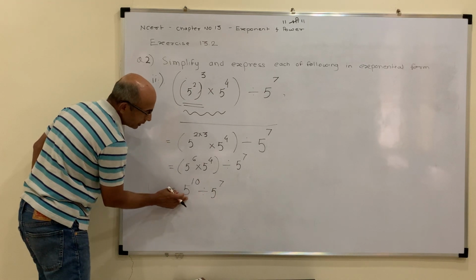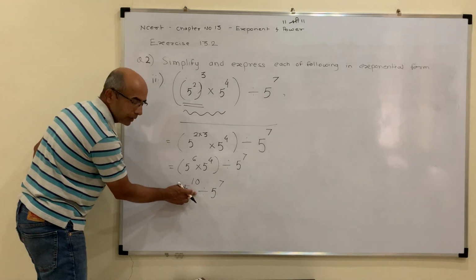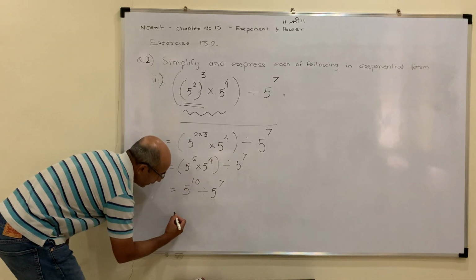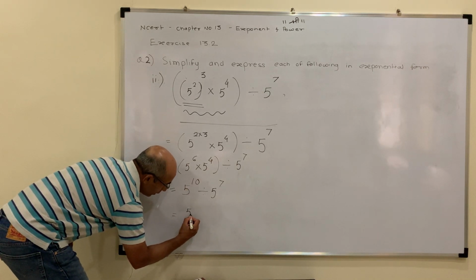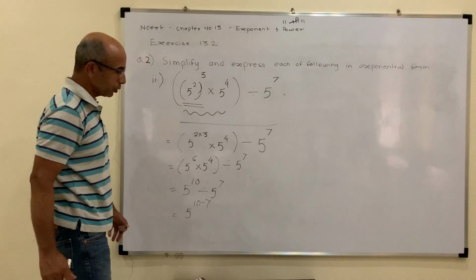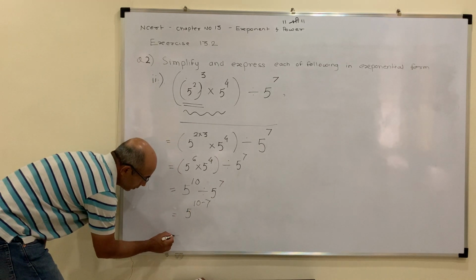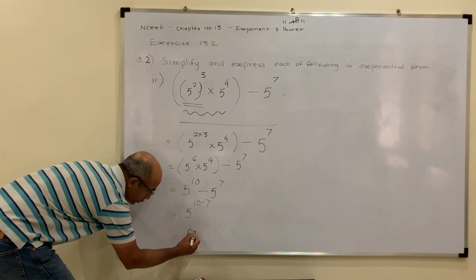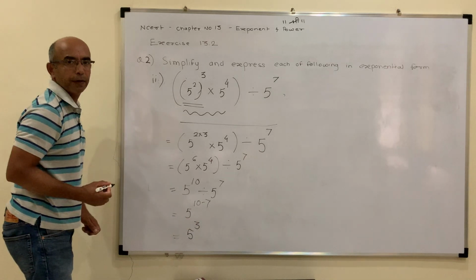Again now the base is the same and the operation is division. So I'll be subtracting the power of the denominator from the power of the numerator. So 10 minus 7. It comes out to be 5 raised to 3, that is 5 cube.